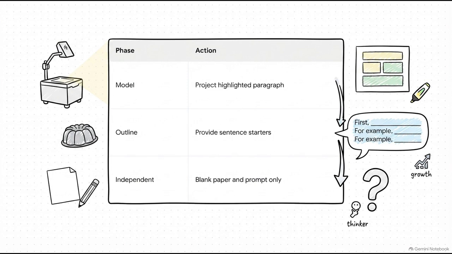Finally, in the independent phase, they just get a blank piece of paper and a prompt. Your hints become incredibly minimal. Maybe just a quick question like, okay, what do you want the reader to know first?